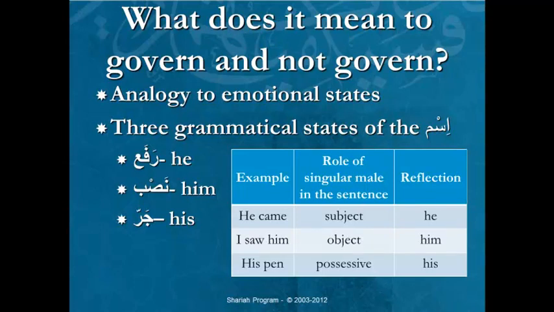Now this in English only happens in pronouns. It doesn't happen in nouns. So if a particular noun is occurring in 3 different sentences and being used differently, it would be the same. Like "the house collapsed," "I entered the house," "door of the house." It doesn't change. But in Arabic it would actually change.